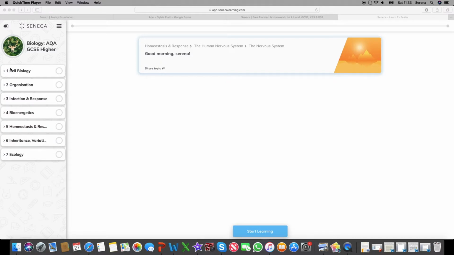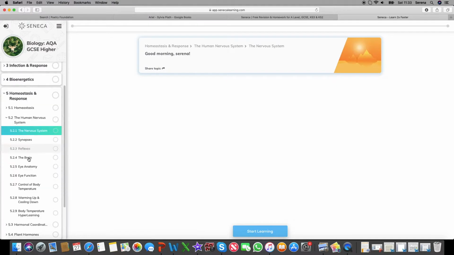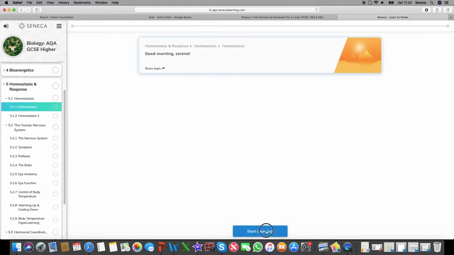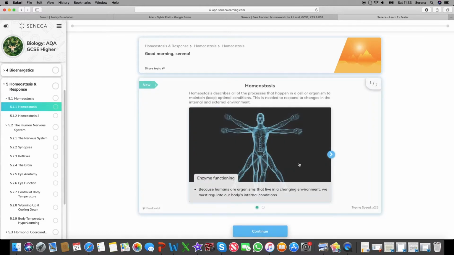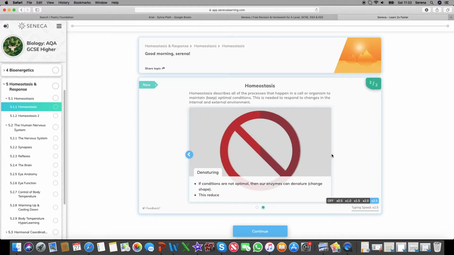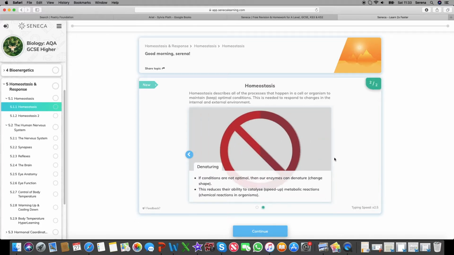I just have the biology AQA GCSE higher one there. That's the exam board I did. So it's got all of the topics that you need. Well, sometimes it doesn't have every single topic, but it has most of them. So anyway, here, I'm doing homeostasis. This is kind of the introduction. It gives you bits of information, like the key things that you need to remember.